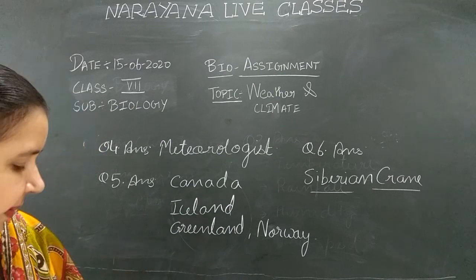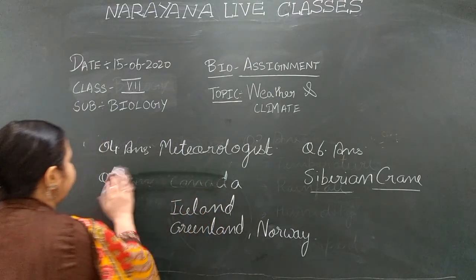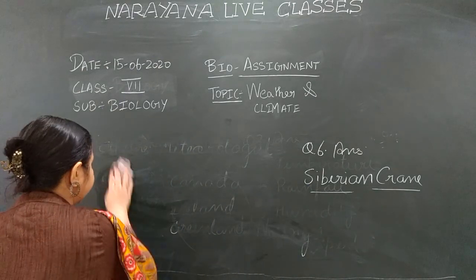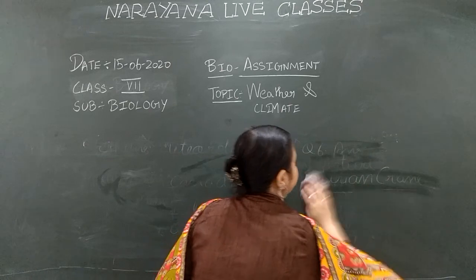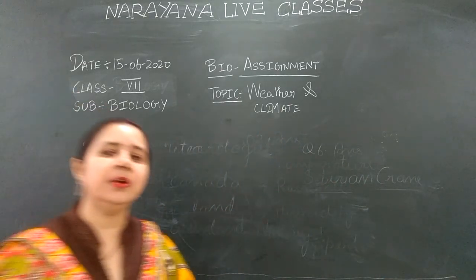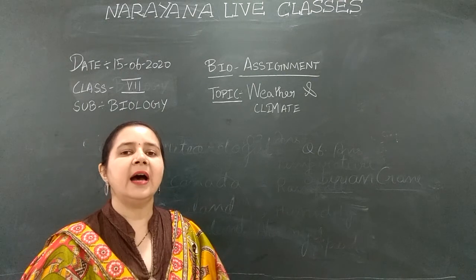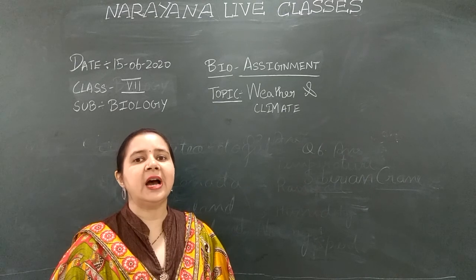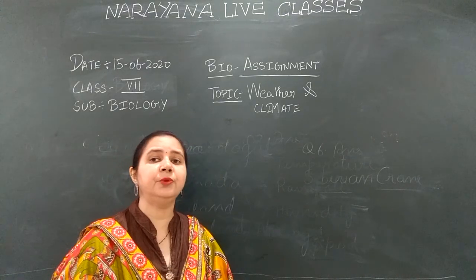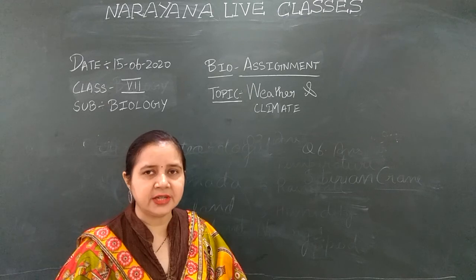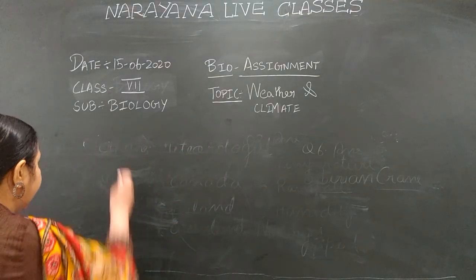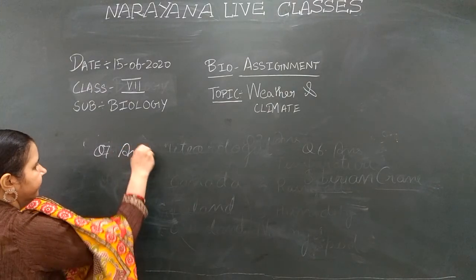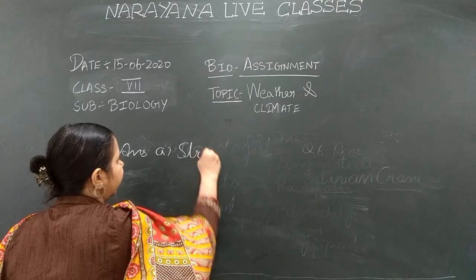Now, the seventh question is, write two adaptations which can be seen in penguins for adapting in polar regions. We know that penguins live in the polar region. So, the two adaptations present in the penguin which help them to live in that extreme climatic condition. The answer to question number 7 is that they have, first of all, a streamlined body.